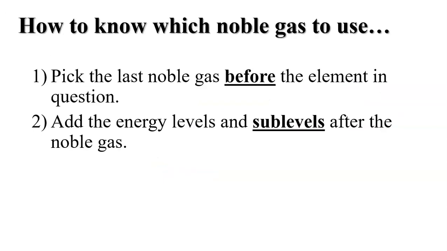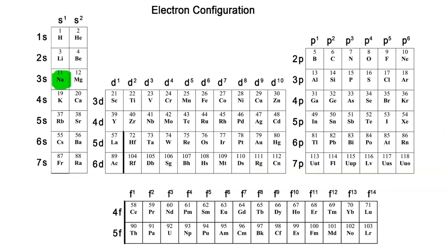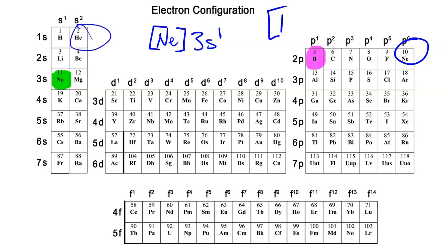So the easiest way to identify this is you pick the last noble gas before the element in the question, and then add the energy levels and sublevels after the noble gas. However, helium and hydrogen do not have noble gas configurations, as their configurations are already condensed. So for example, sodium, we would write out as Ne, because that's just before it, 3s1. And for boron, which is right here, we would use helium.